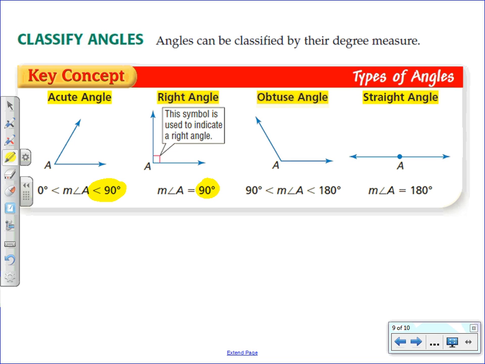A right angle equals 90 degrees, and this symbol with a little square in the corner tells you it's a right angle. An obtuse angle is between 90 degrees and 180 degrees. So it's greater than 90 degrees, but it's less than 180 degrees. And a 180-degree angle is called a straight angle. Looks a lot like a line, doesn't it? However, it has a vertex.